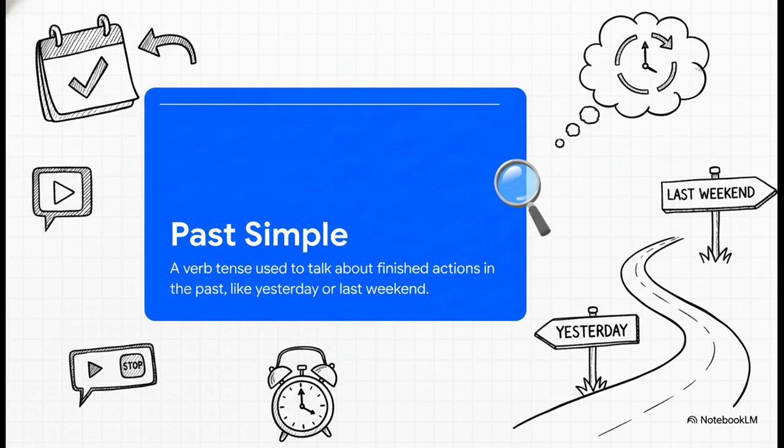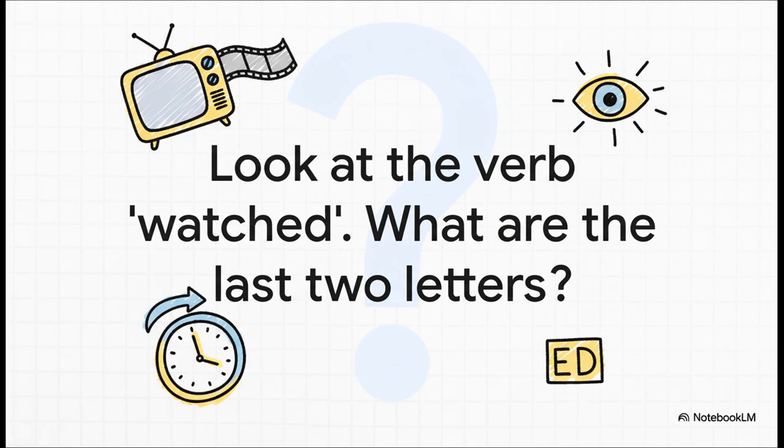So, did you notice something that all those sentences had in common? Yep, they all used the past simple tense. And as you can see, we use this tense to talk about actions that are completely finished, things that happened in the past, like yesterday or last weekend. They're done.